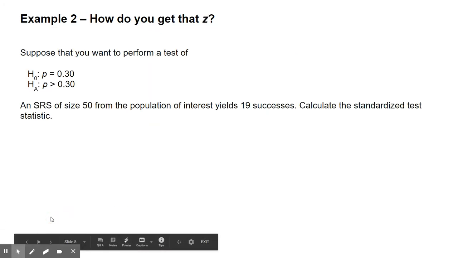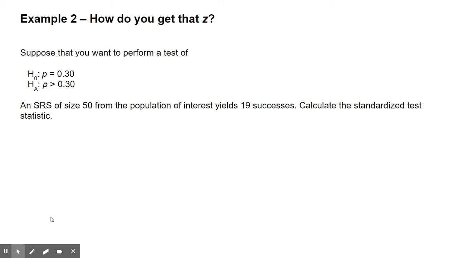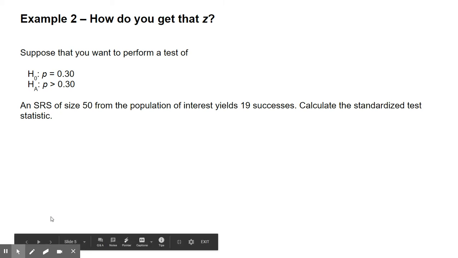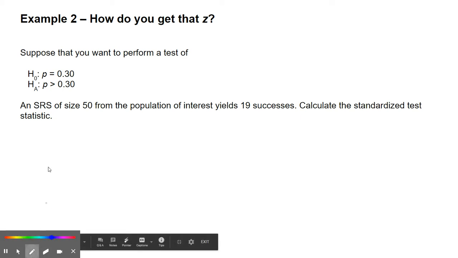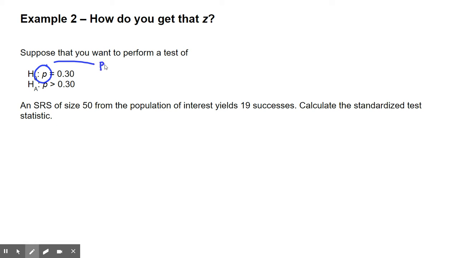All right, so let's see if we can find our z. Suppose you want to perform a test. Null hypothesis p equals 0.30 versus the alternative hypothesis p is greater than 0.30. An SRS of size 50 from the population of interest yields 19 successes. Calculate the standardized test statistic. Okay, so right here, this is a proportion problem. And because it's a proportion problem, my standardized test statistic is going to be a z value.